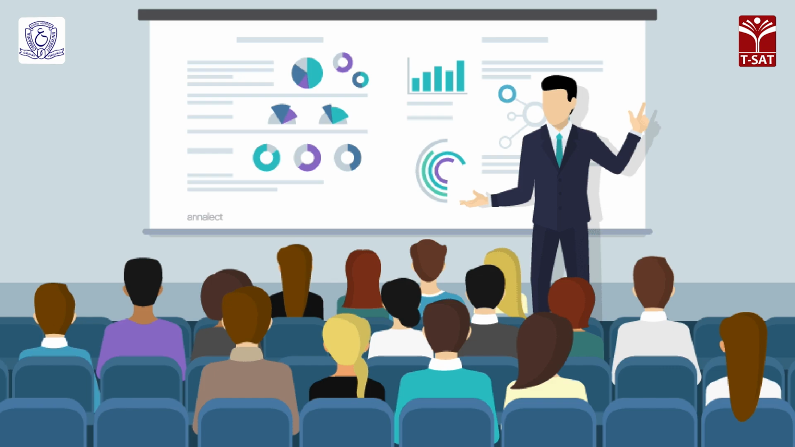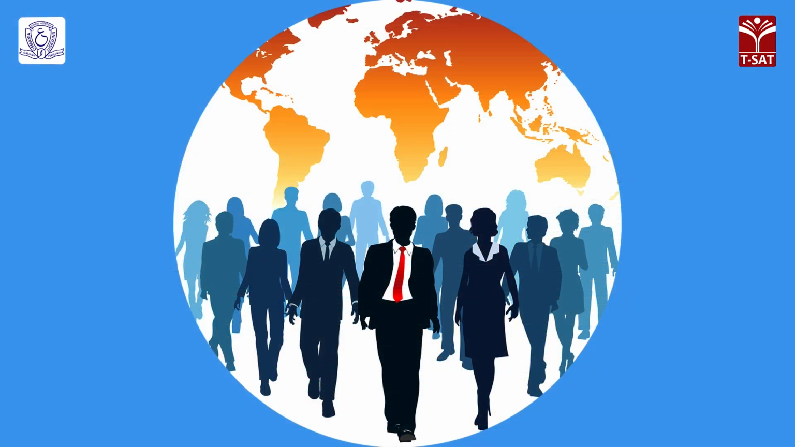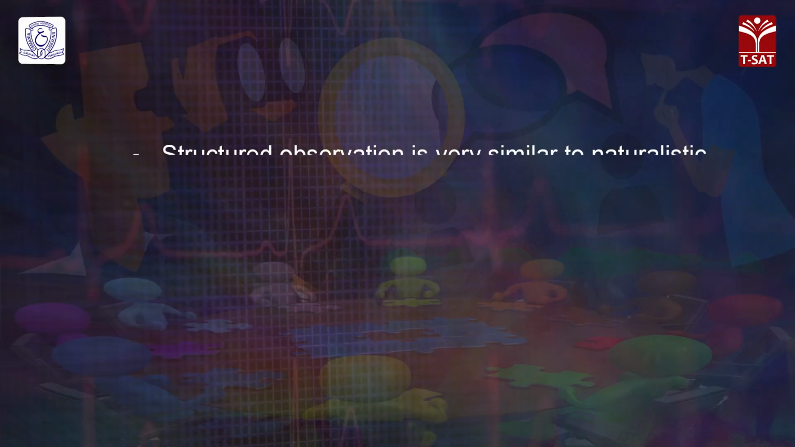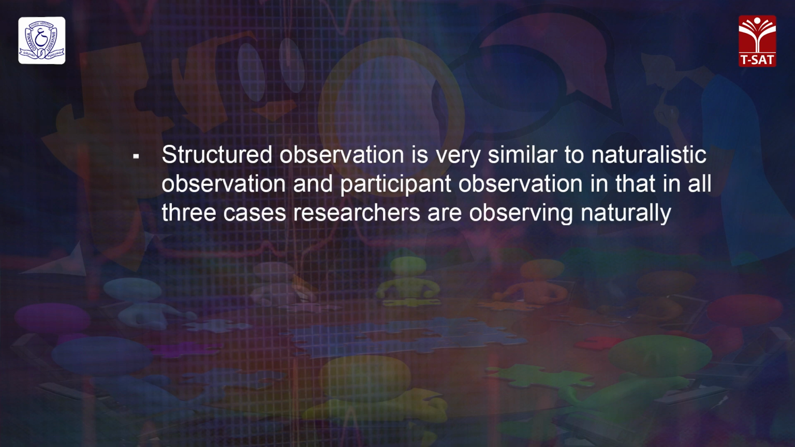Alternatively, the researcher may observe people in a natural setting like a classroom setting that they have structured in some way, for instance, by introducing some specific task participants are to engage in, or by introducing a specific social situation or manipulation. Structured observation is very similar to naturalistic observation and participant observation in that in all three cases researchers are observing naturally occurring behavior. However, the emphasis in structured observation is on gathering quantitative rather than qualitative data.